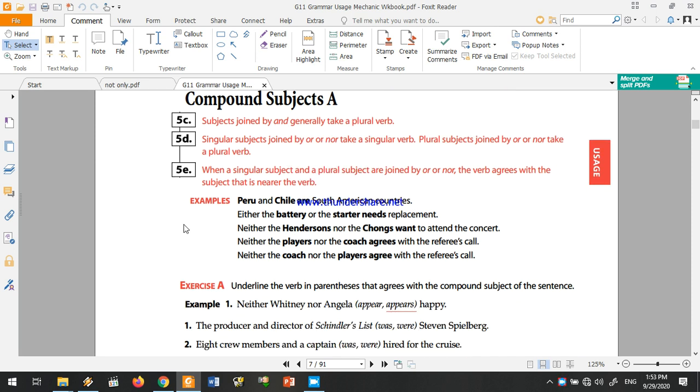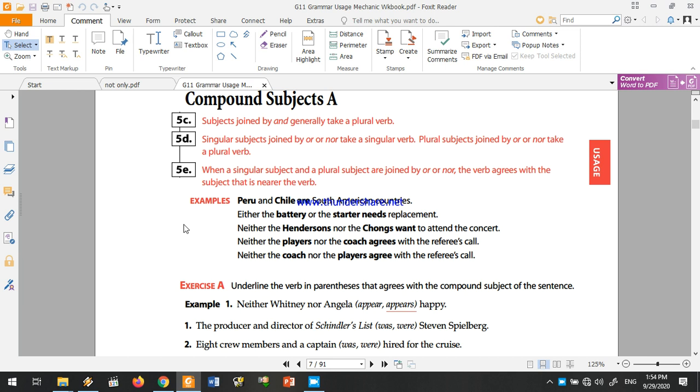Let's read the examples. Peru and Chile are South American countries. This is a compound subject. It consists of Peru and Chile, so we use are. Either the battery or the starter needs replacement. With either or, we only focus on the subject that's closest to the verb. And since the word starter is singular, we use a singular verb. Example 3. Neither the Hendersons nor the Chongs want to attend the concert. Here we use the plural verb because the Chongs is plural.